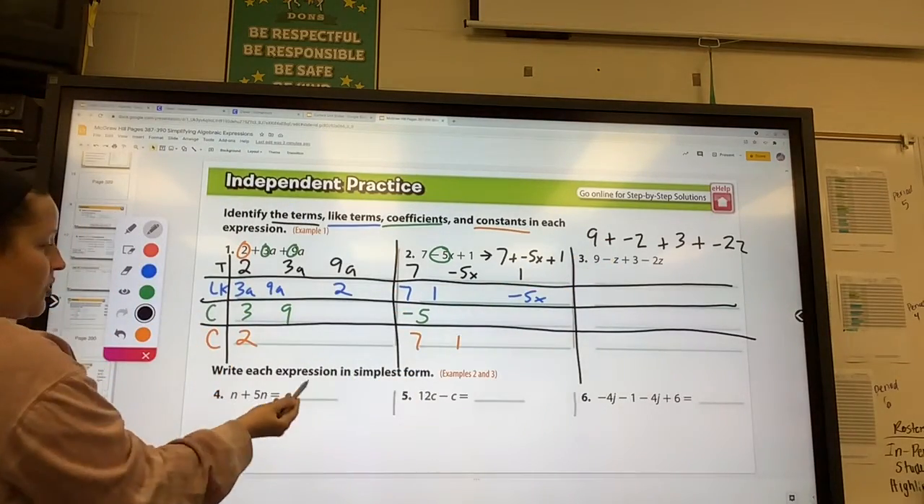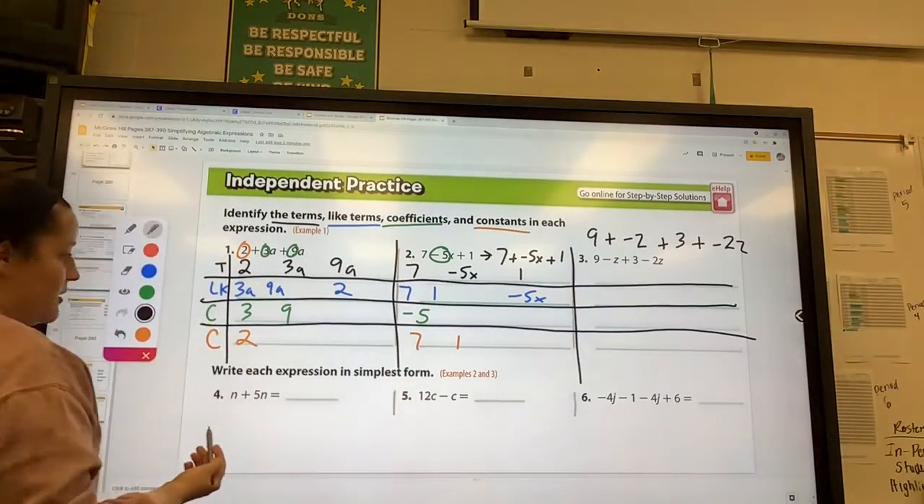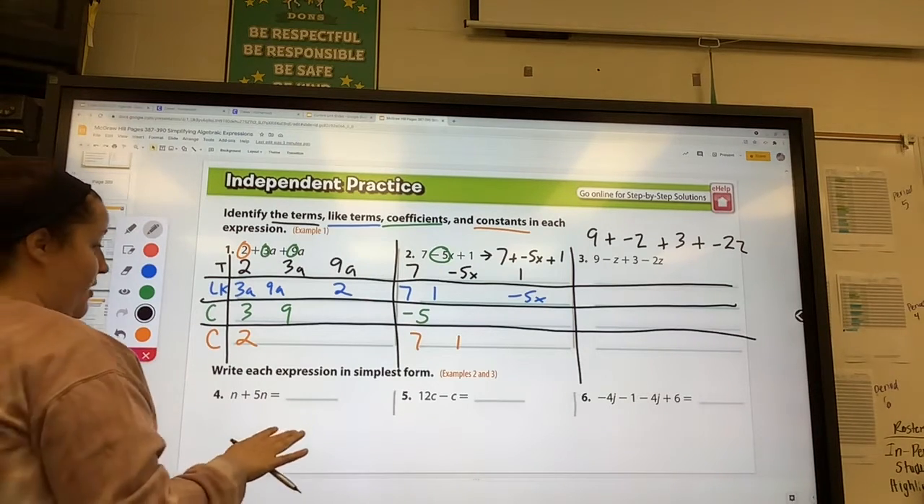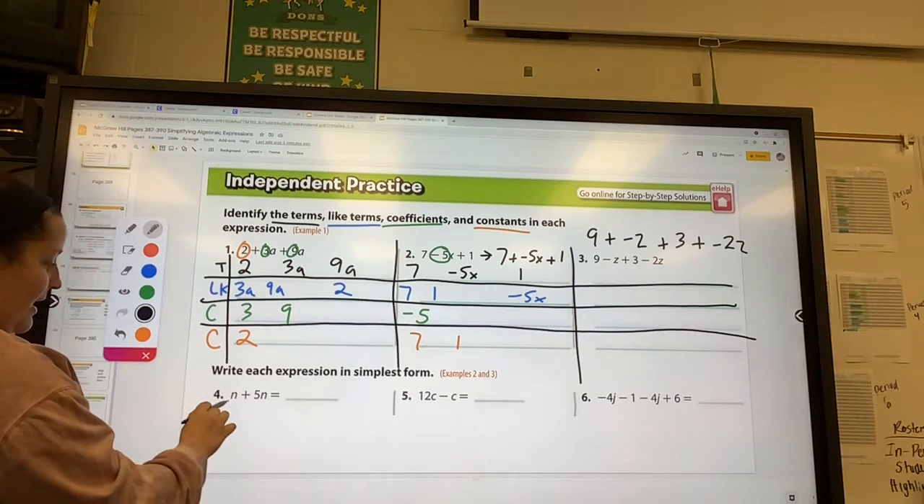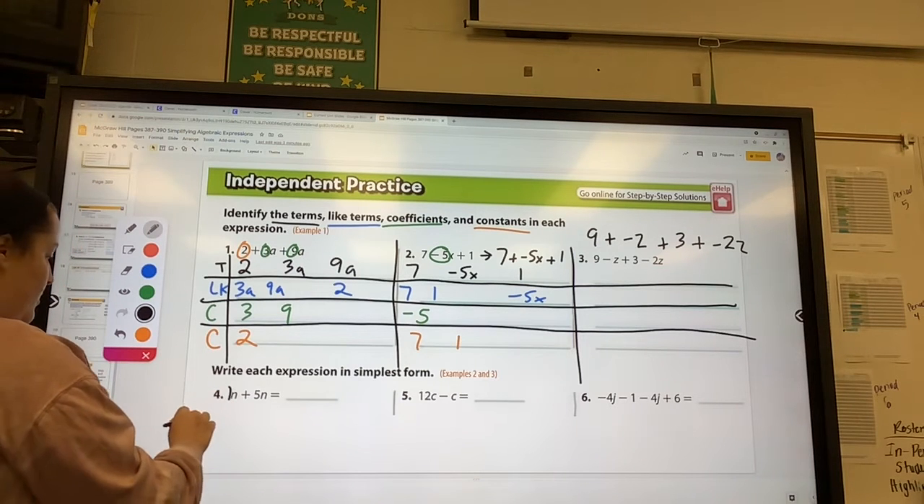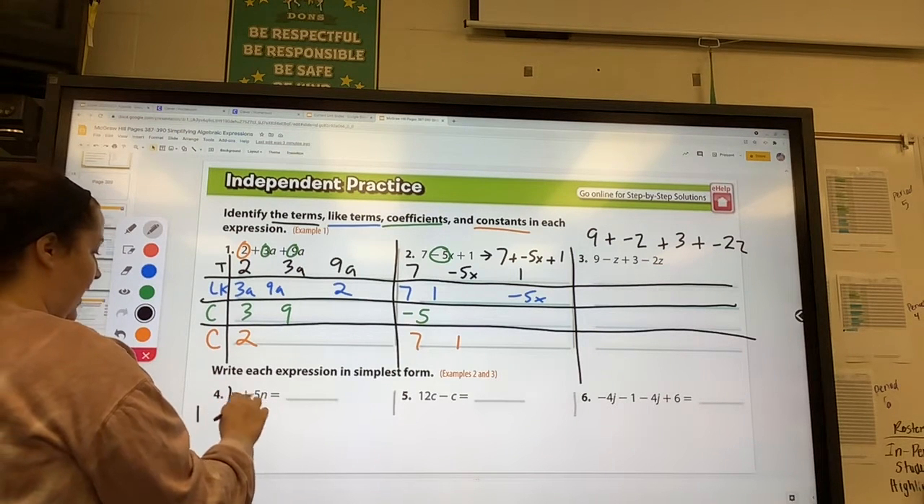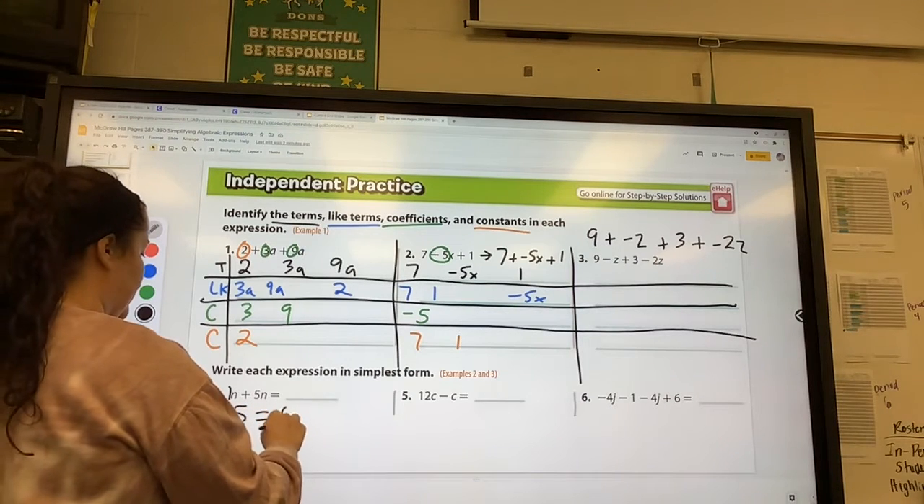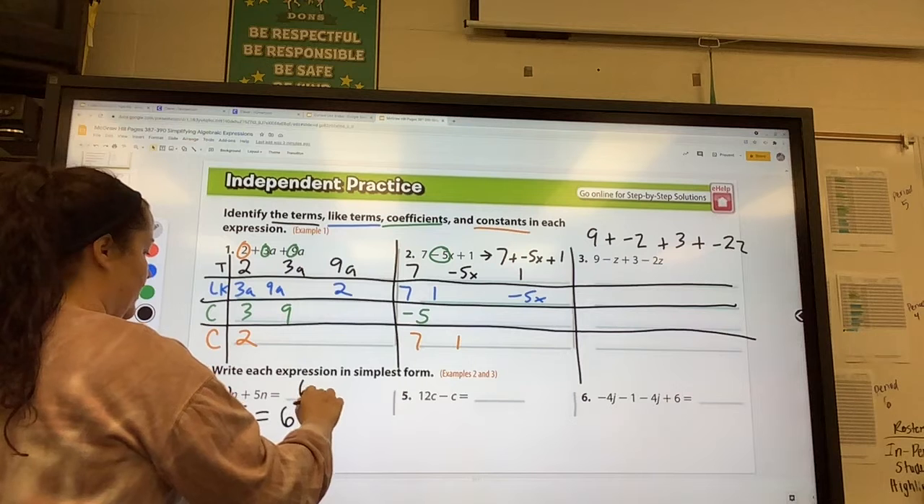Okay, write each expression in the simplest form. So in these cases, the first one, there's all addition, so you don't have to change anything. Remember that n means 1n. So 1n plus 5n, you just add the numbers. 1 plus 5 is 6, and you keep the n. So it's 6n.